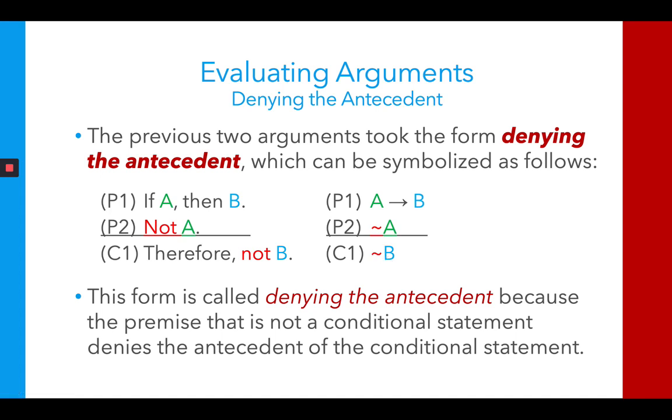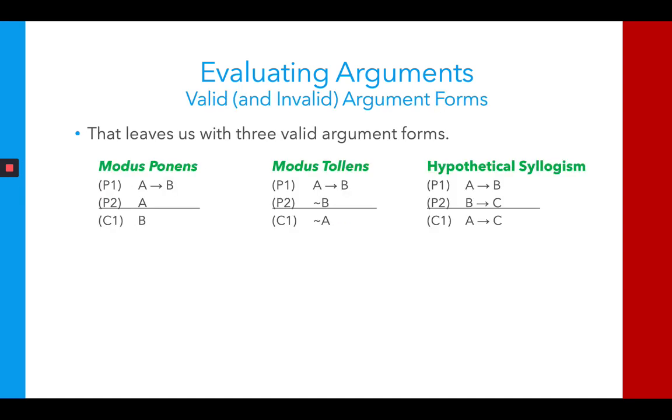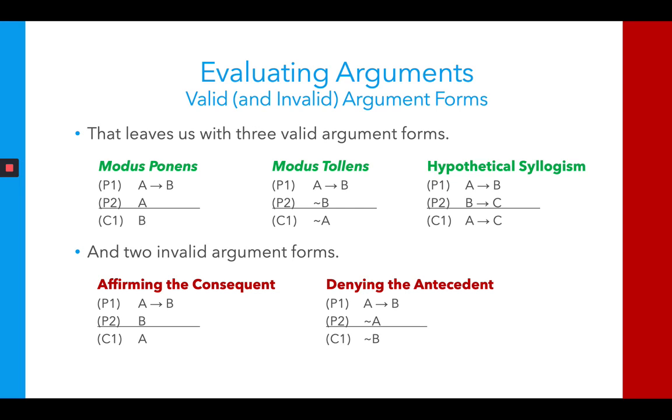But as those examples showed, arguments that take this form aren't necessarily valid. Just because these premises are true doesn't guarantee that this conclusion is true. So those are invalid argument forms. We want to avoid those if we can. All right, so that leaves us with 3 valid argument forms: modus ponens, modus tollens, hypothetical syllogism. All important, all going to be argument forms that are common and used with some frequency in our course. And there are these 2 invalid argument forms.